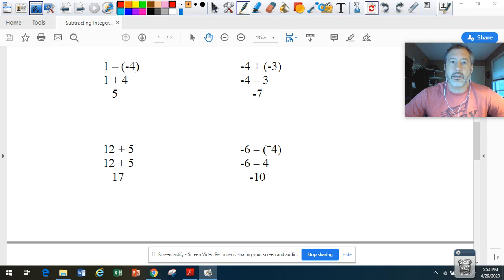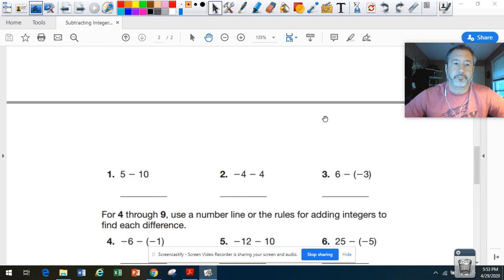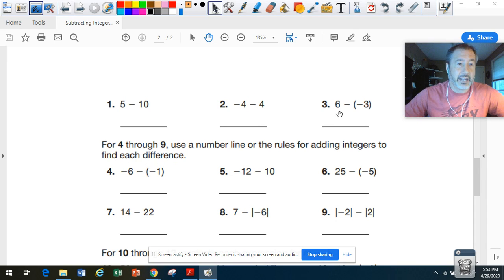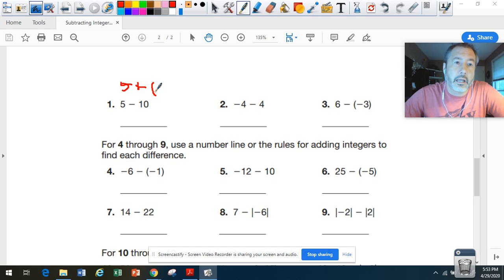The answer is negative 10. Okay, let's continue on down here with some more examples. Remember what I said. Subtraction is nothing more than the addition of a negative number. I could make this 5 plus negative 10. Signs are different. Subtract them. 10 minus 5 is 5. Keep the sign of the larger absolute value. The larger absolute value is negative 10, so it's going to be negative 5.